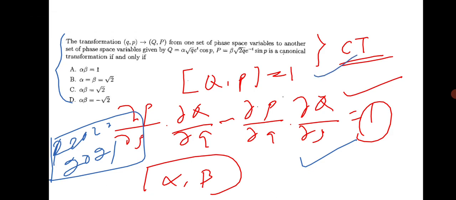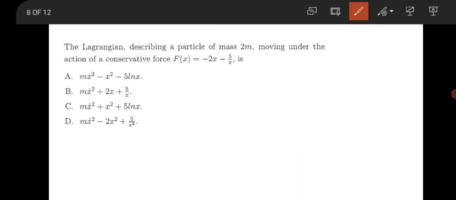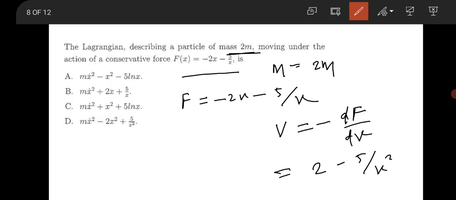So the concept is the same, but it can be framed in a different form, like in GATE 2020 there is a question. So this is a fine question from classical mechanics. The Lagrangian described for a particle of mass 2m, moving under the conservative force F equal to minus 2x minus 5 by x squared. So basically it's very easy. So potential energy will be minus integral of F dx. So it will be x squared minus 5 by x. So this will be the potential.